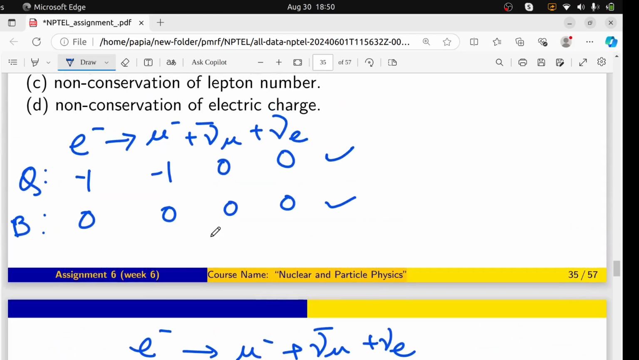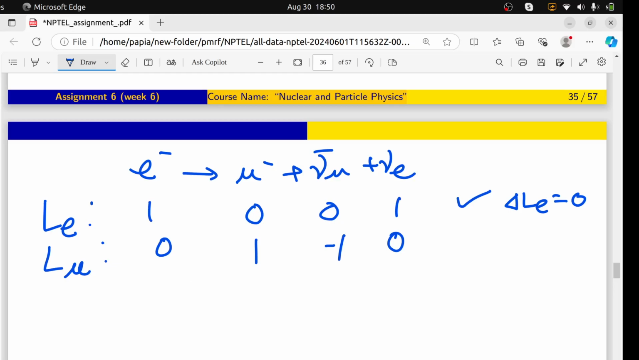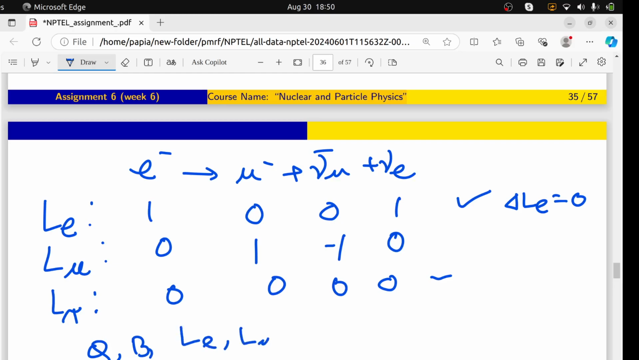Now we can see Q, B, Le, L mu, L tau. Let's check L tau also. As there is no tau particle, that is also fine. So Q, B, Le, L mu, L tau are all conserved. Apparently there is no problem in that nuclear reaction. But obviously, as I told you, after that we have to check the mass conservation. Now check mass.